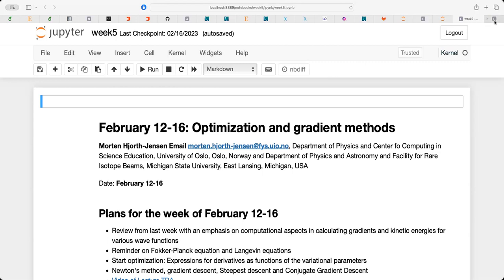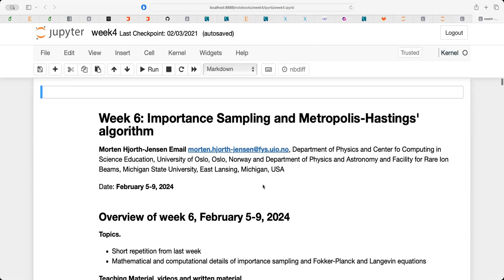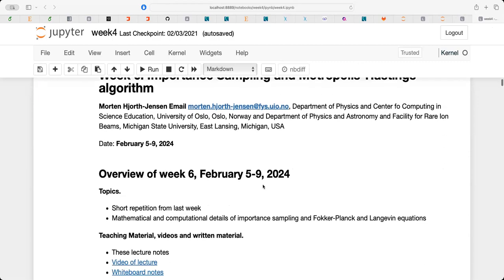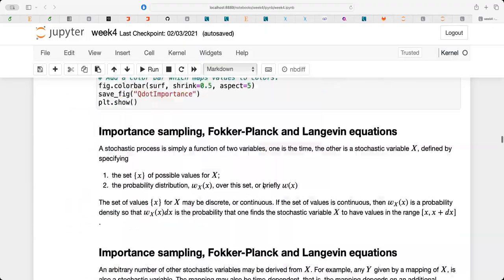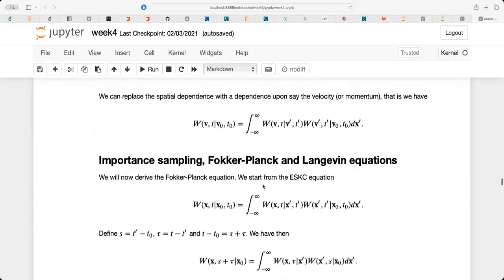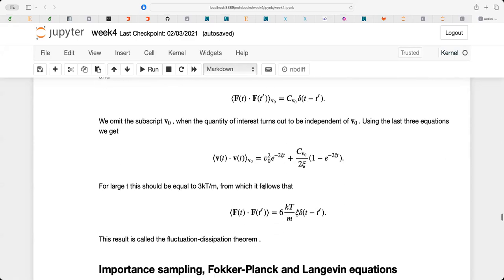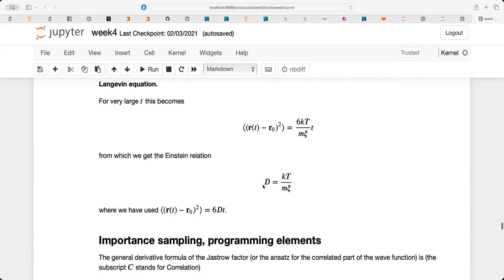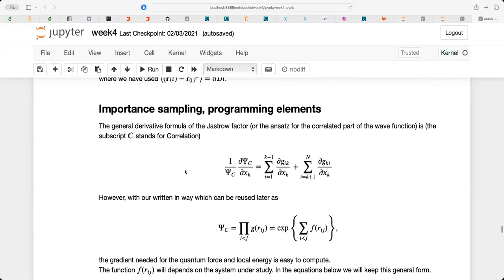Okay, so let me quickly remind you of a thing which I gave as a kind of reading assignment. This is a background technicality from last week. I'm just going to scroll down here after all these technicalities with the Fokker-Planck equation. And I wanted to point out some of these technicalities which deal with the way we perform the calculation of the correlated part of the wave function.